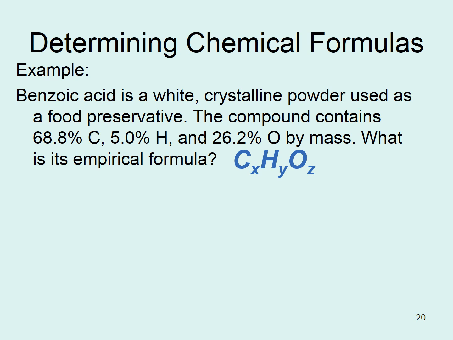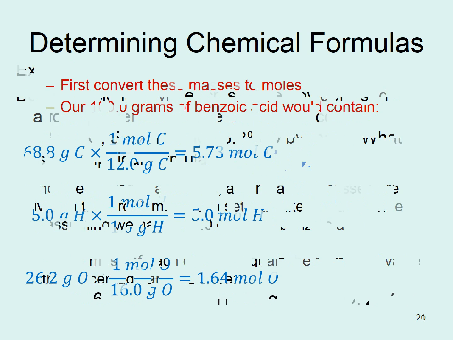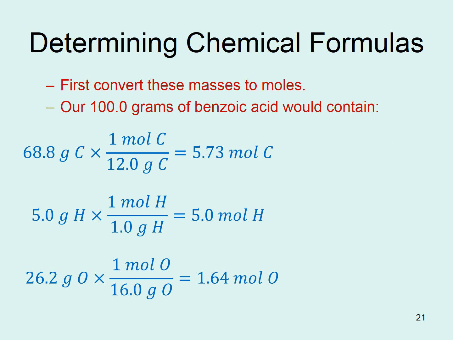So just consider the percentages the same as grams. So let's say we have 100 grams of benzoic acid, and then we know that we have 68.8 grams of carbon, 5.0 grams of hydrogen, and 26.2 grams of oxygen. All right, so now the next thing we do is divide by the atomic weight of each of those. So we convert the masses to moles.